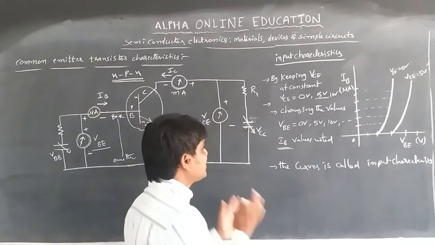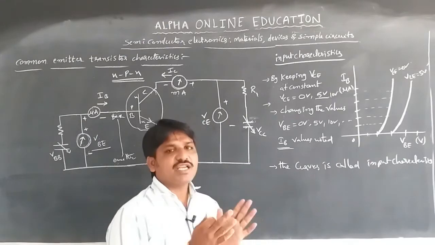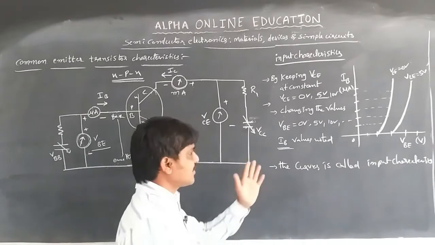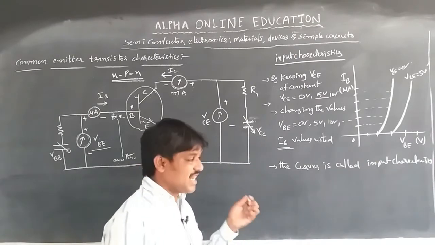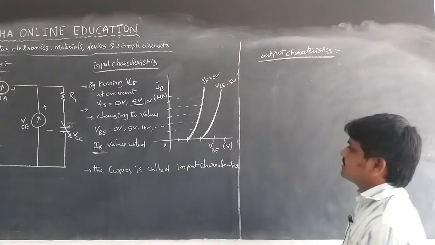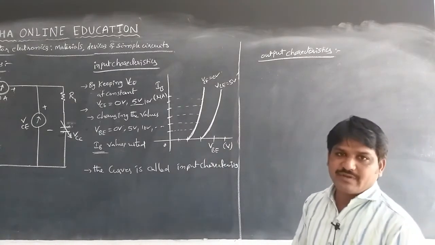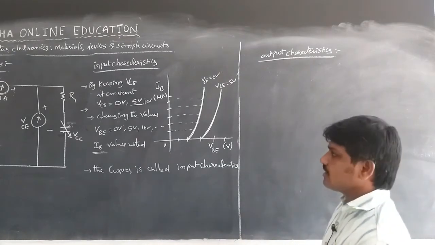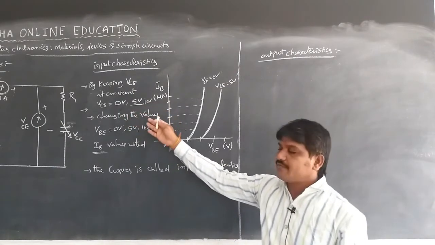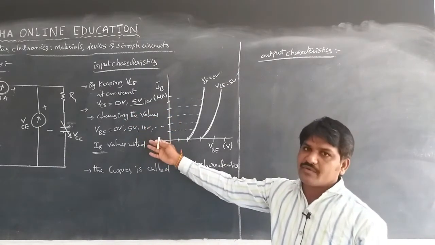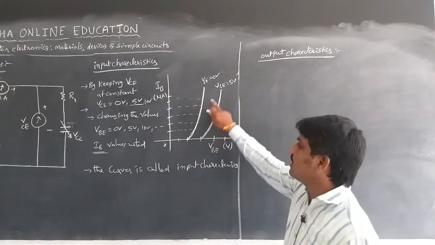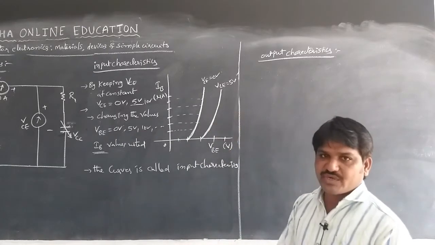Now, by changing these values, we see how the output characteristics vary with the input characteristics. Let's see how the output characteristics are taken. In the input characteristics we fixed the value for VCE and changed the potential VBE, and we got the values for IB, the base current values. Then we got the curves. These curves are called the input characteristics.